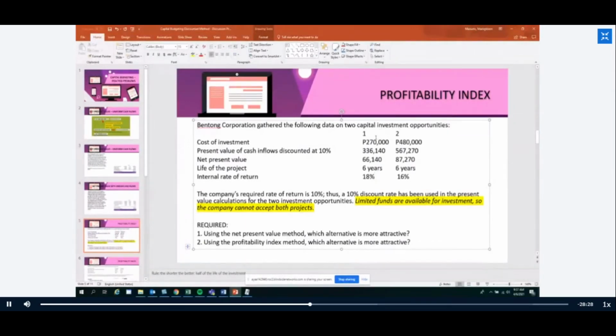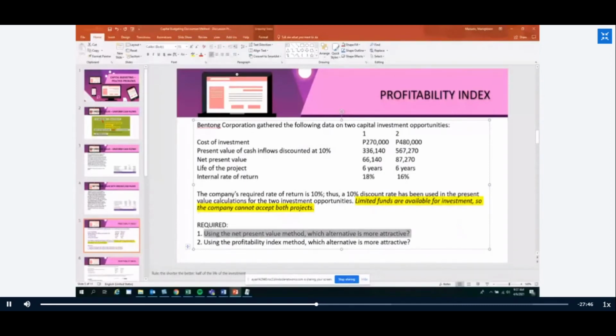So, yun din yung pino-point out ko even before, the reason why we're evaluating projects is because number one, we have limited funds. Number two, we have a scarce resource. So we can't function at 100% and therefore we have to choose between alternatives. So in this case, pinapa-evaluate sa atin, ano ba yung mas viable? Ano ba yung mas okay? Project 1 or Project 2? So using net present value method, which alternative is more attractive?